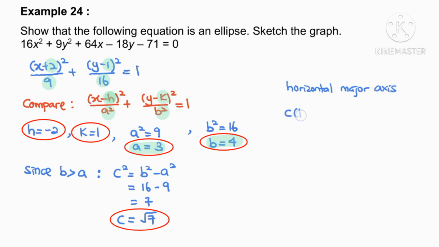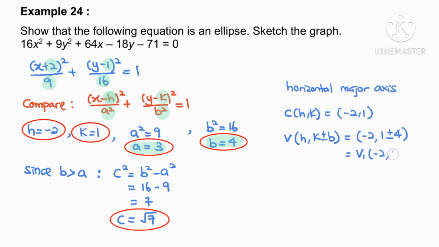So the center is (h, k), which means the coordinate is (-2, 1). For vertices it is (h, k plus or minus b). So we have (-2, 1 plus or minus 4). So over here there are two coordinates. The first coordinate we let as V1 is (-2, 1 plus 4), which is (-2, 5), and the second coordinate is V2, (-2, 1 minus 4), which is (-2, -3).